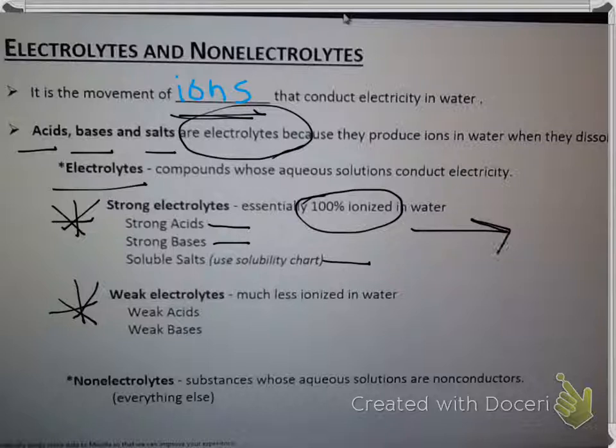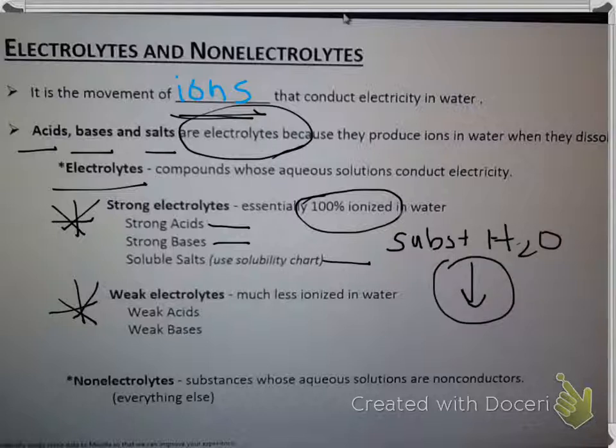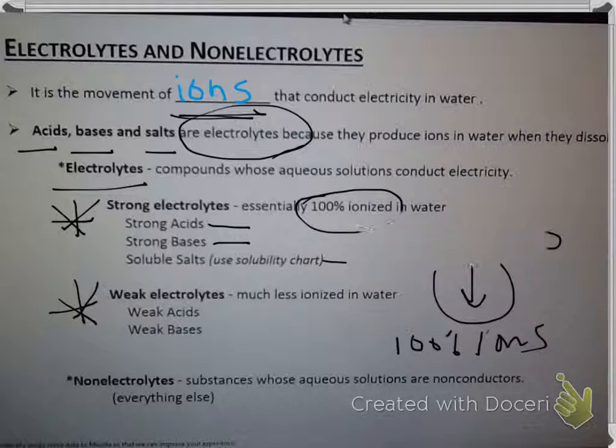If I was going to put some substance into water, so if I have a substance plus water, and I want to say that it completely ionizes, I'm going to use a completely forward arrow in that chemical reaction. So 100% ionization is achieved. So strong electrolytes are strong acids, strong bases, and soluble salts.